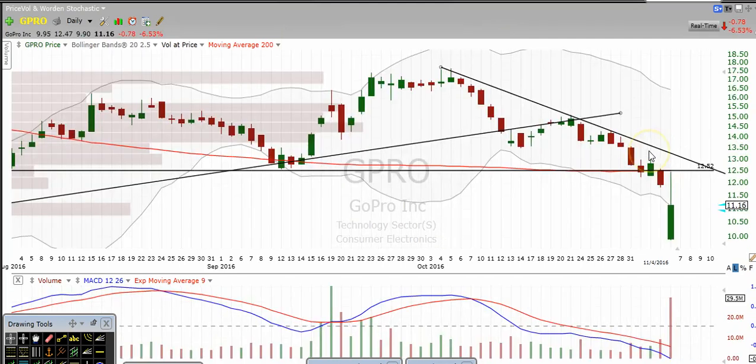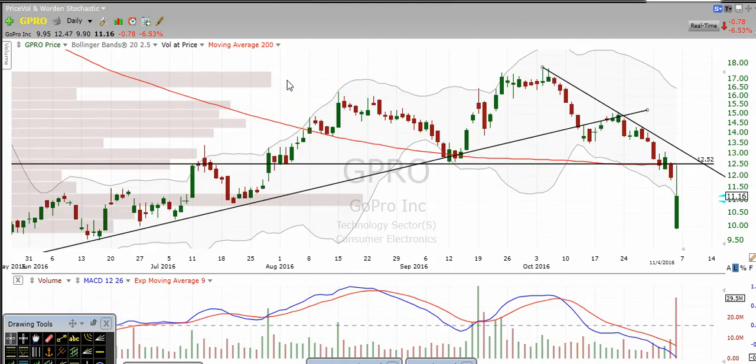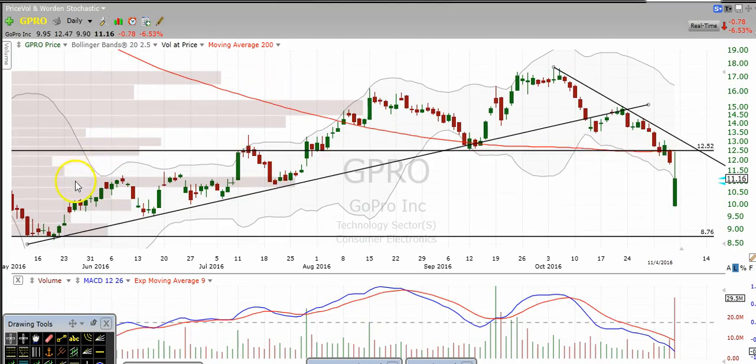The next one we're going to take a look at is GoPro. If you've been following along with these videos, we've liked GoPro for a long time, ever since it was bouncing off these trend lines, and then we liked it for a short ever since it broke below that trend line. You can see it broke it right here and then came back up, retested it, and then got rejected right here. So congrats if you've been following along with that GoPro short trade.